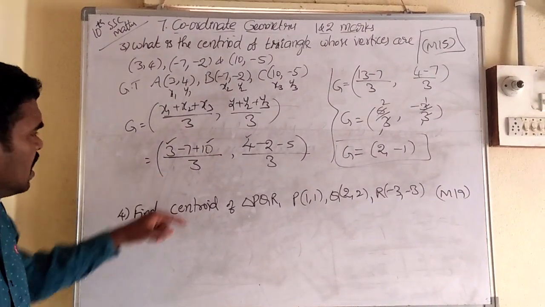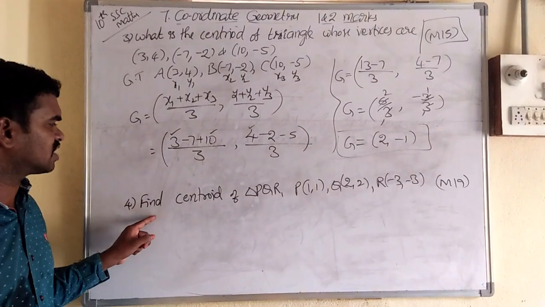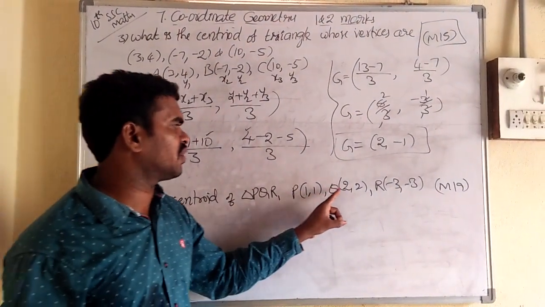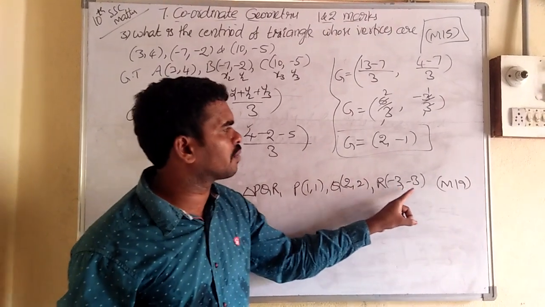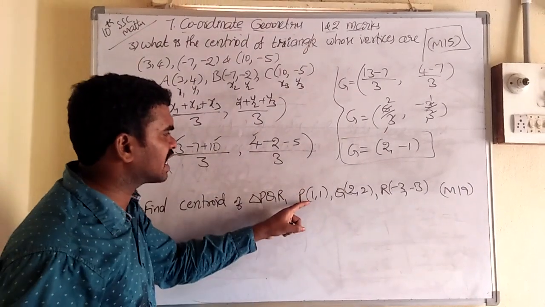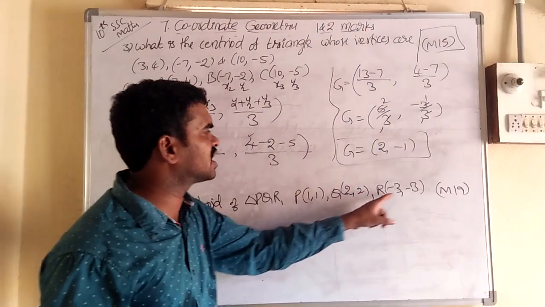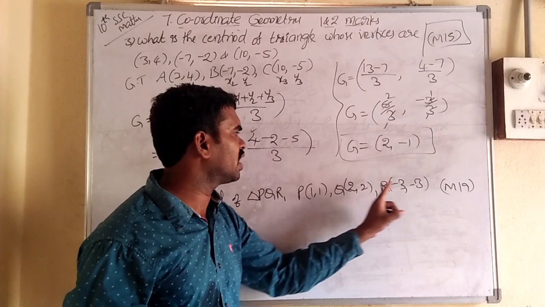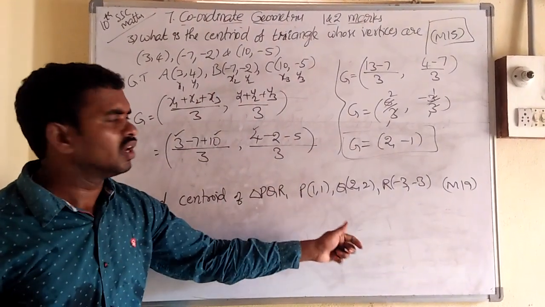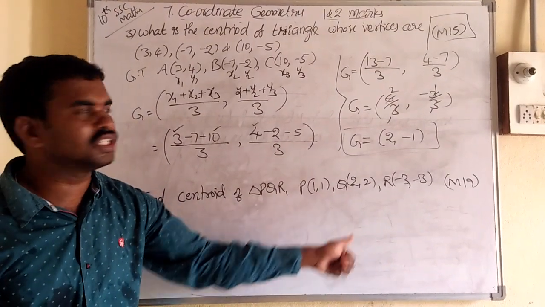Similarly, the next question is also in the same process. Find the centroid of triangle PQR where P is (1, 1), Q is (2, 2), R is (-3, -3). This was last year's question, March 19. Take them as x1, y1, x2, y2, x3, y3. Write the formula and simplify. We will get the answer (0, 0).